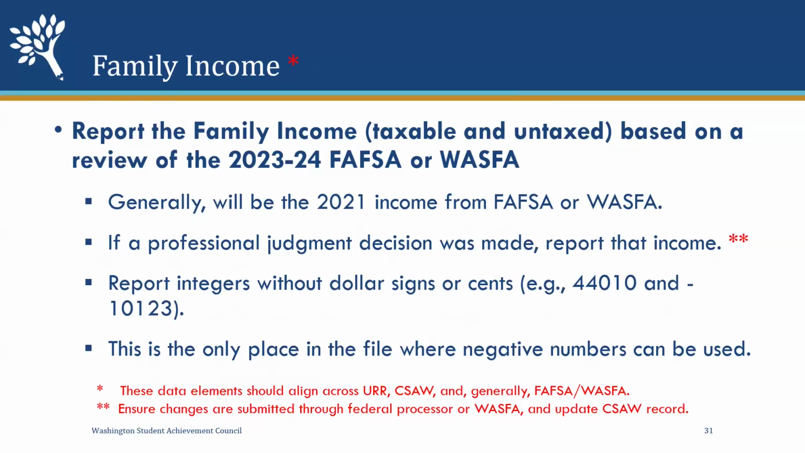For family income, you report the family income, taxable and untaxed, based on the review of the 23-24 FAFSA or WASFA. Generally, we'll be looking at the 21 income from the FAFSA or WASFA. If, however, you did complete a professional judgment decision to affect that income, make sure that you resubmit that ISIR so that it comes back and you have the appropriate family income that you did PJ for. Report integers without dollar signs or cents. And in this particular field, you can and should put negative numbers. So if they had farm or business loss, something like that, and their income is a negative $100,000, put that negative in. We review that.